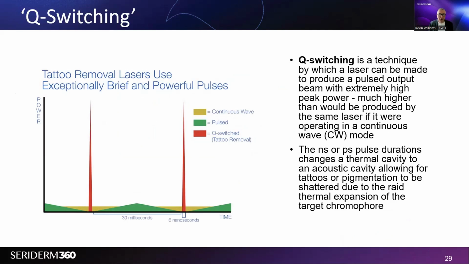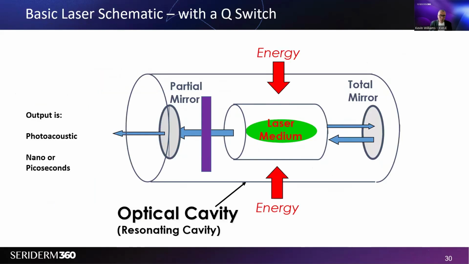Okay. But then you can do a thing called Q switching. Q switching stands for quality switch. It's a technique where we can change the laser cavity from what would have been a thermal cavity to an acoustic cavity. And we can produce light at nanoseconds or picoseconds. Now, typically your Q switch would fit in between the partial mirror and the laser medium. When you fire a normal laser, you go from standby to armed, and you press your foot to fire, the laser fires immediately.